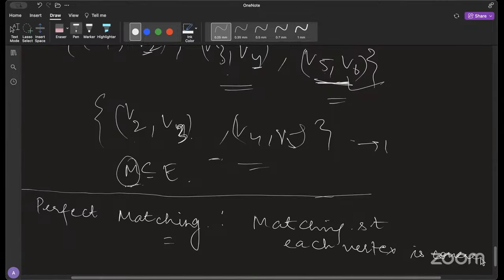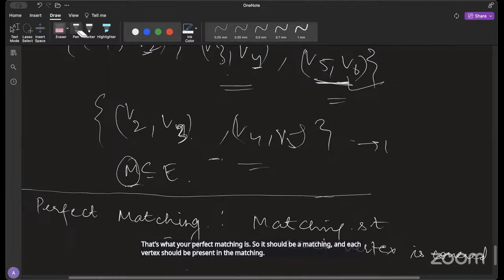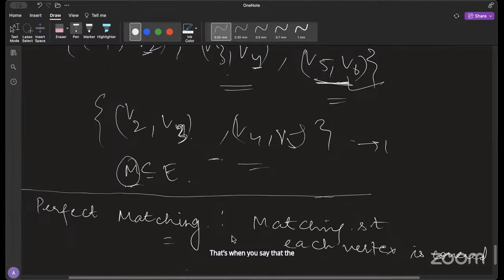Each vertex covered means if you have edges here, then you collect edges here, right? V1, V2, V5, and all. So each vertex should be present here. That's what your perfect matching is. So it should be a matching, and each vertex should be present in the matching.